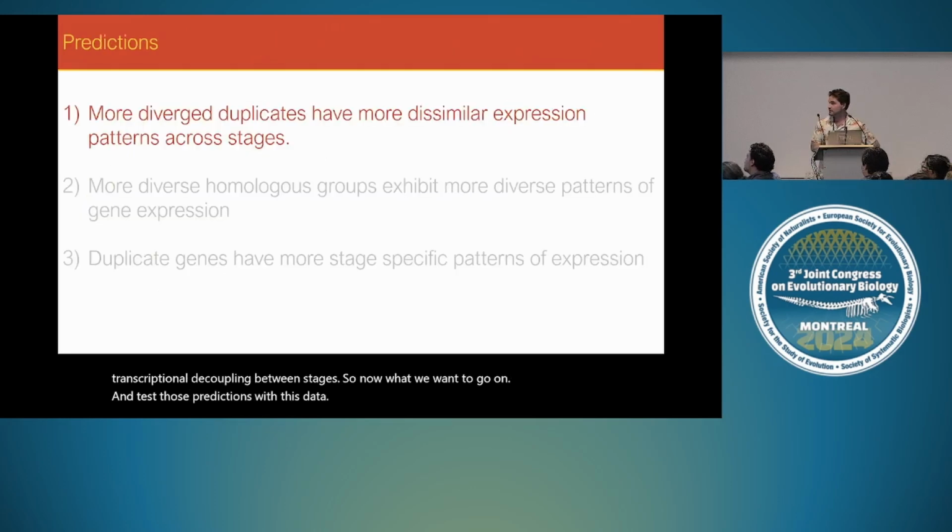So just to reorient everyone, the first thing we're going to look at is whether more diverged duplicates have more dissimilar patterns of expression.